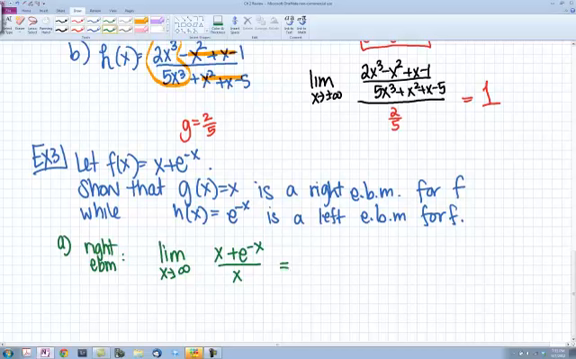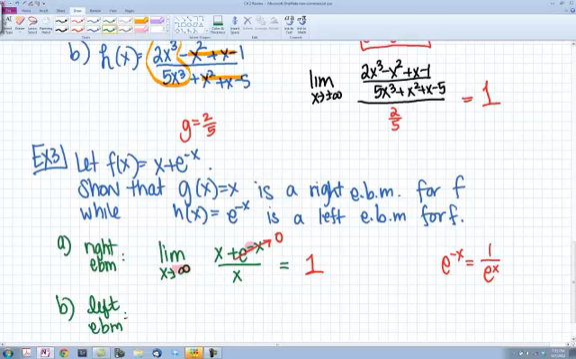Now why does this equal 1? Stop and think carefully. This is an e to the negative x power. What happens as x goes to infinity? This e to the negative x is really like a 1 over e to the x. So the denominator is getting really big. 1 divided by a really big number is approaching 0. So then you have x over x, and that equals 1. So that's how we've shown the first part of this.